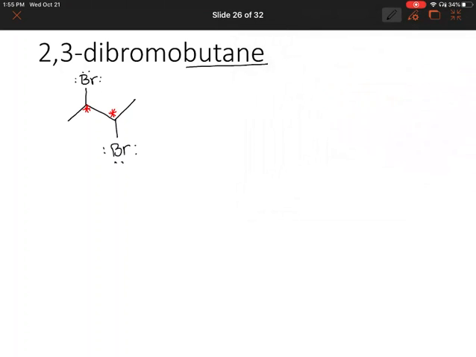Okay, so now let's draw all of our possible isomers, and to start, let's figure out how many isomers we have. So remember that trick, 2 to the n, where n is the number of stereocenters. So this would be 2 to the second, which gives us 4 stereoisomers. Okay, so that's just one way that we can check we have all of the possible isomers.